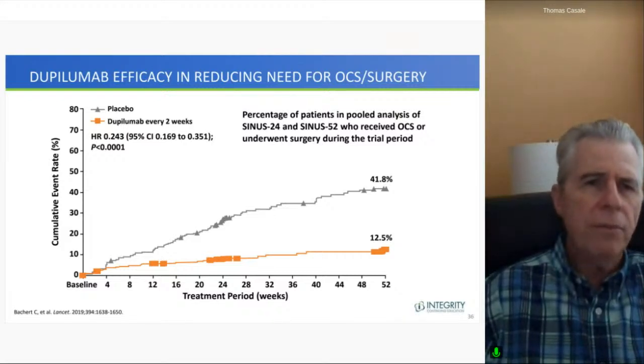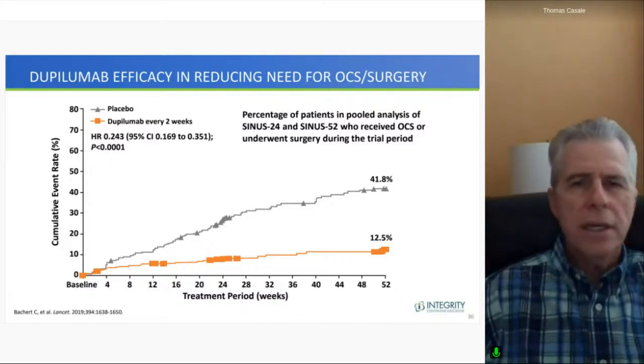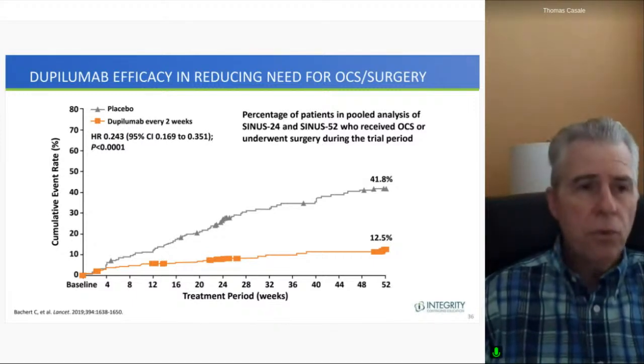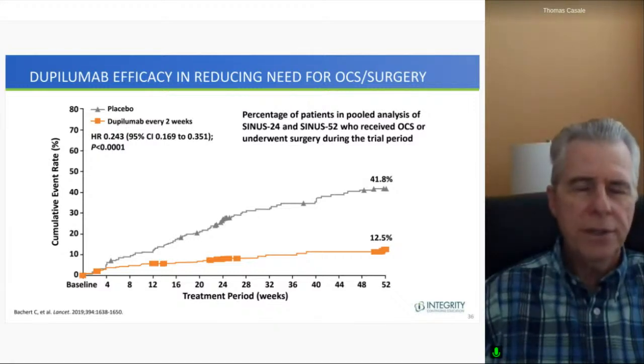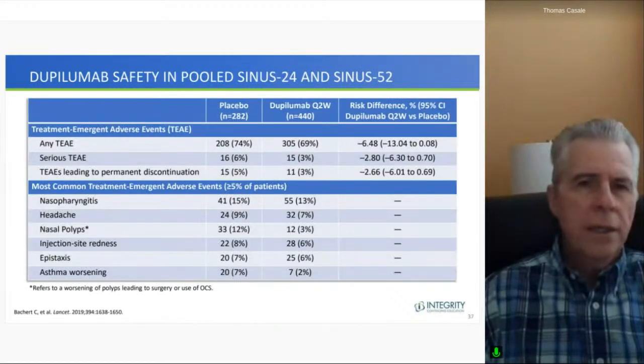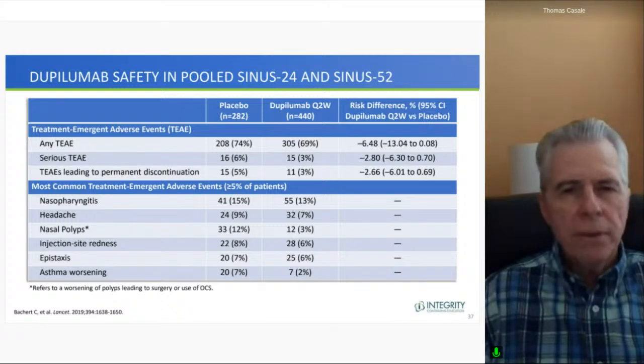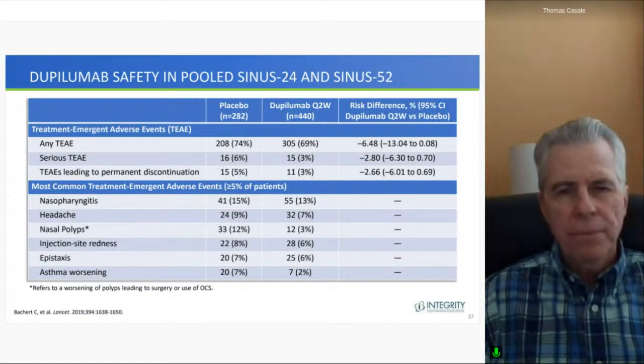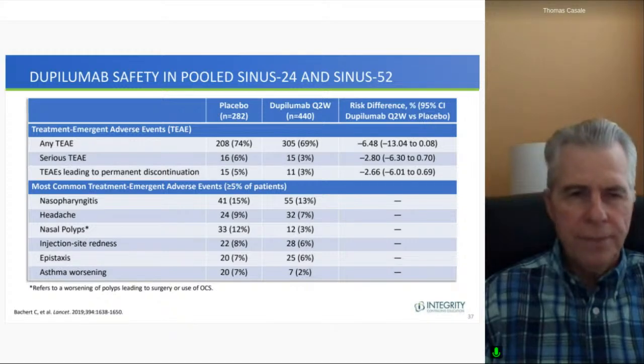And you could see a strong reduction in the need for surgery or oral corticosteroid burst. So 2 things that drive up healthcare costs and are associated with adverse events. Safety-wise, basically pretty much the same as what you see with patients that are treated for asthma.